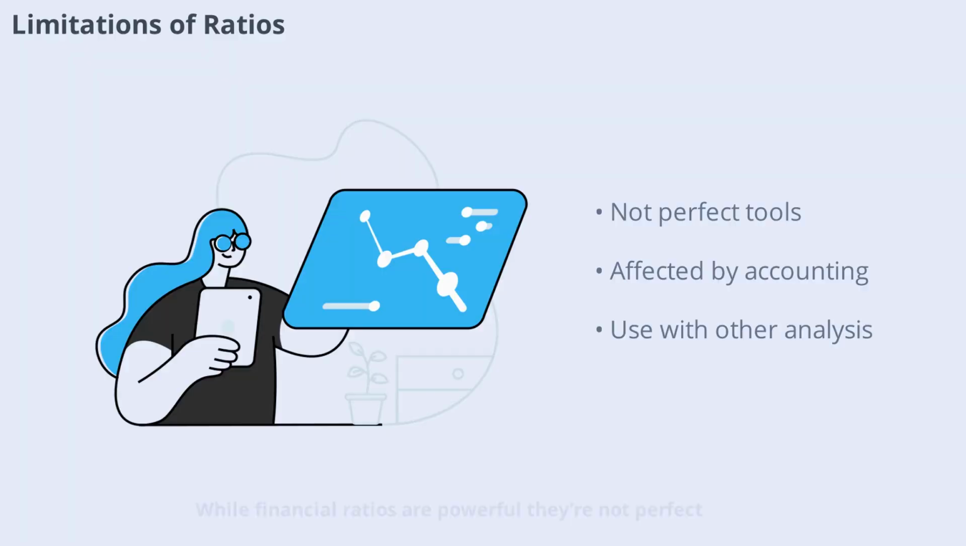While financial ratios are powerful, they're not perfect. Ratios can be affected by accounting methods, one-time events, or industry differences. They're best used as part of a bigger analysis, not in isolation. Always dig deeper if something looks unusual and combine ratios with other information for the best results.